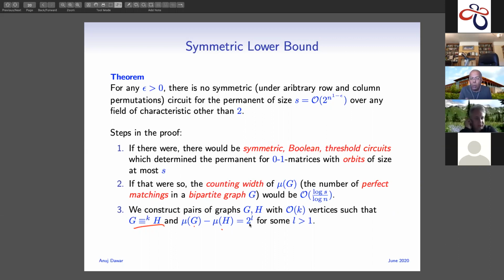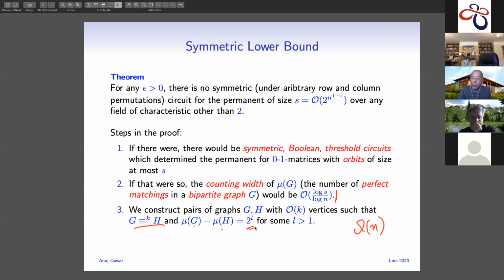So what's the net result of this? This shows that the counting width of the number of perfect matchings is omega of n. It's linear in n. And therefore, if log s was strongly sub-exponential, we would get a contradiction with this. And therefore you can't get s being strongly sub-exponential.